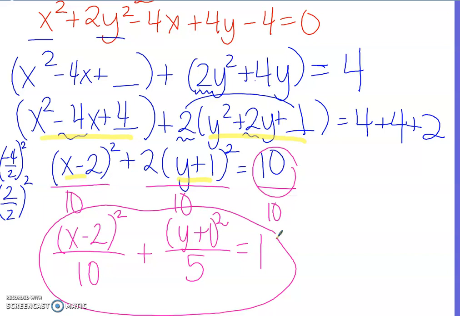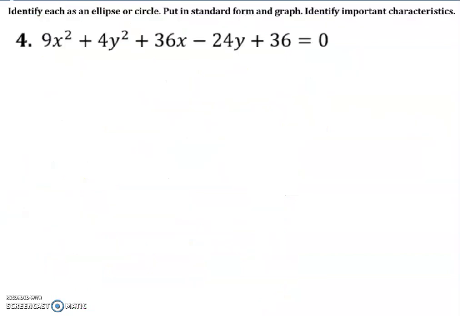Okay, so I'm going to let y'all graph number 3. The last problem I'm going to work with you is this number 4. This one, we have nothing we can divide by to simplify. So I'm going to start by identifying. These are different coefficients, which means this is an ellipse.